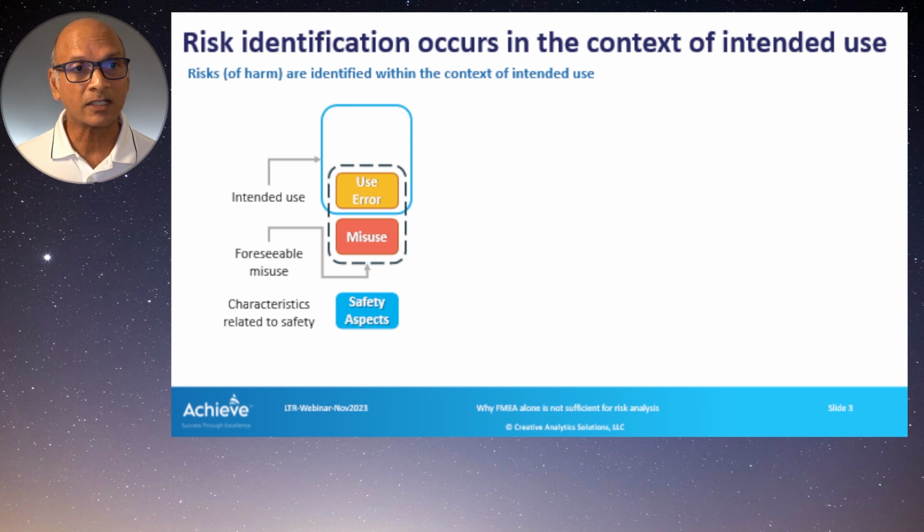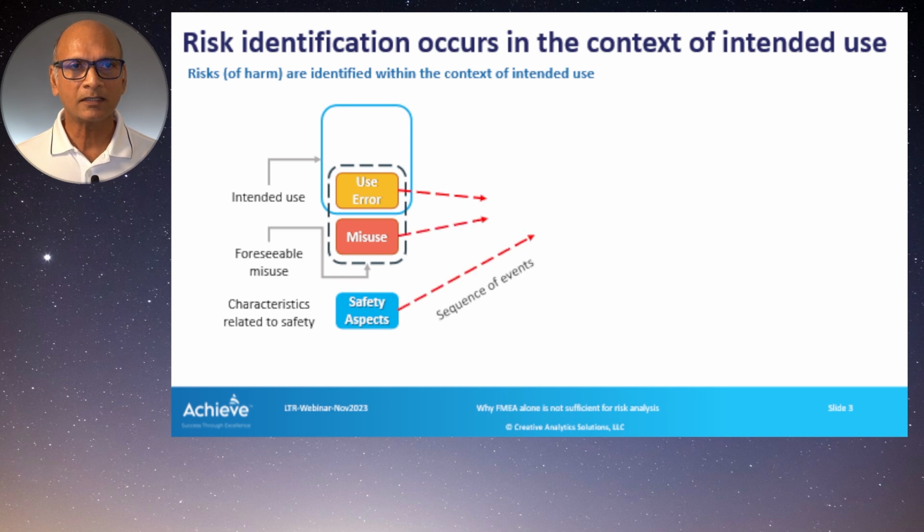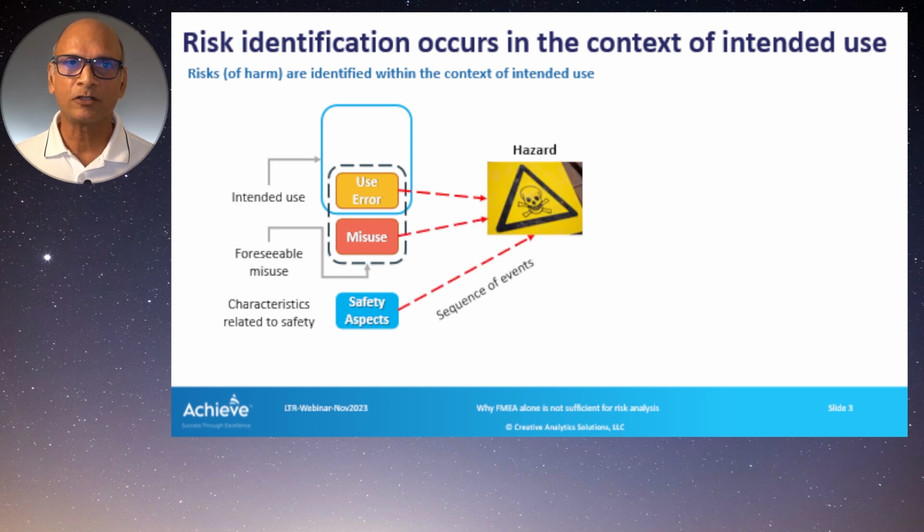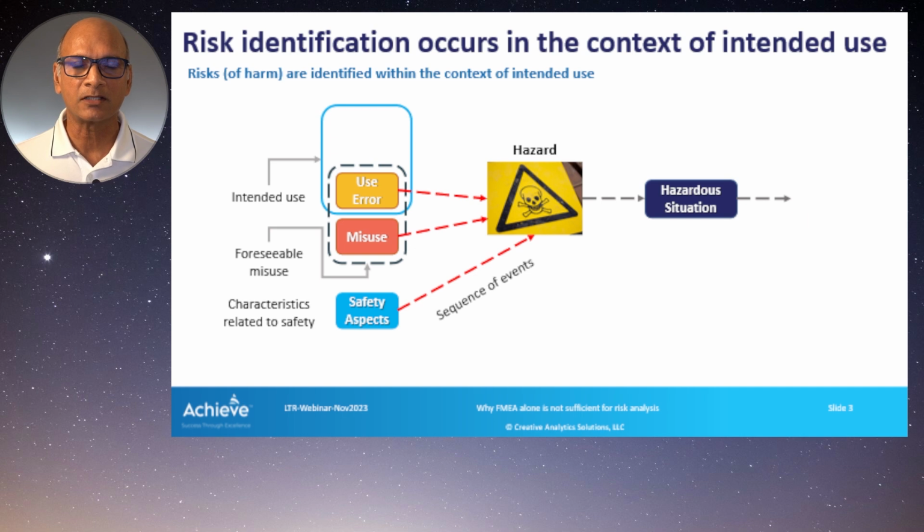And then we have characteristics related to safety, which concern the safety aspects of our device. All these elements are required for us to look at what potential hazards might become active as a sequence of events, and that may lead to a hazardous situation and harm. So this is how risk identification occurs in practice.